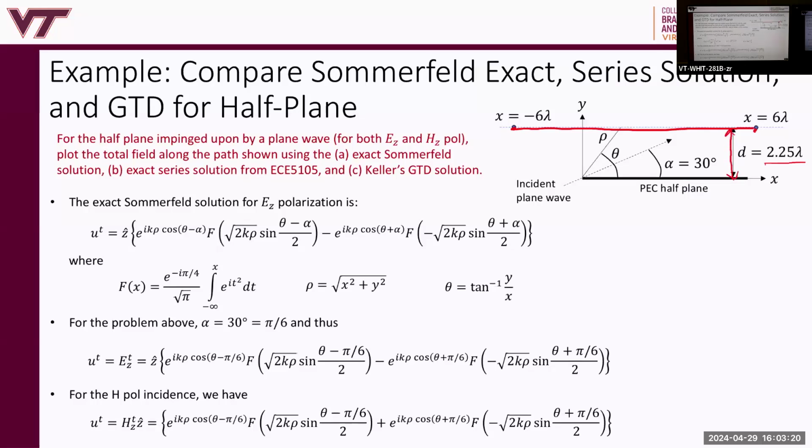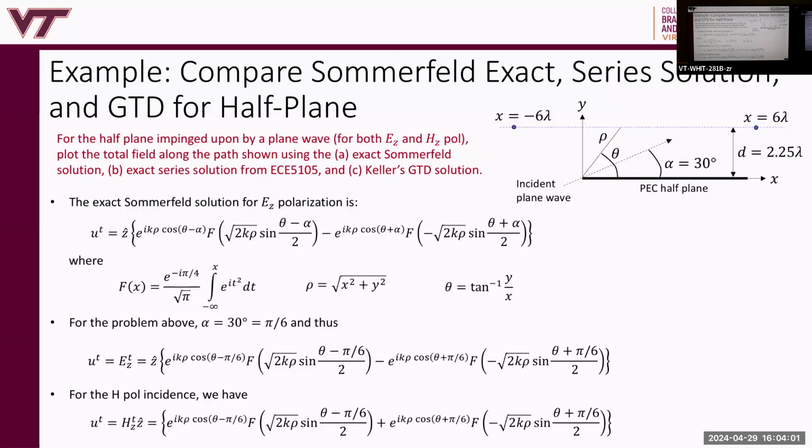All right? And we're going to compare that total electric field between three different approaches: an exact Sommerfeld solution, an exact series solution that we learned last semester, and the geometrical theory of diffraction. All right? Okay. So we have an incident plane wave here, incident at an angle alpha equal to 30 degrees. This angle is measured from the top face of the plane to the incident k vector here. So this is k incident, right? All right. And then we have our observation point, which is some point on this line, parameterized in polar coordinates. So we have a rho and a theta.